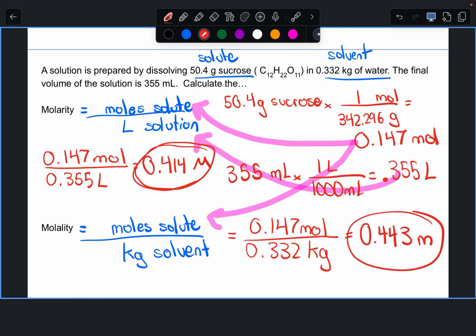If you get a slightly different number, like I just redid it without rounding and got 0.415 for the molarity, don't stress. Like I said, if you round at a different spot, you're not going to be off enough to question your answer. But to clarify, the 342.296 is the grams per mole of sucrose.